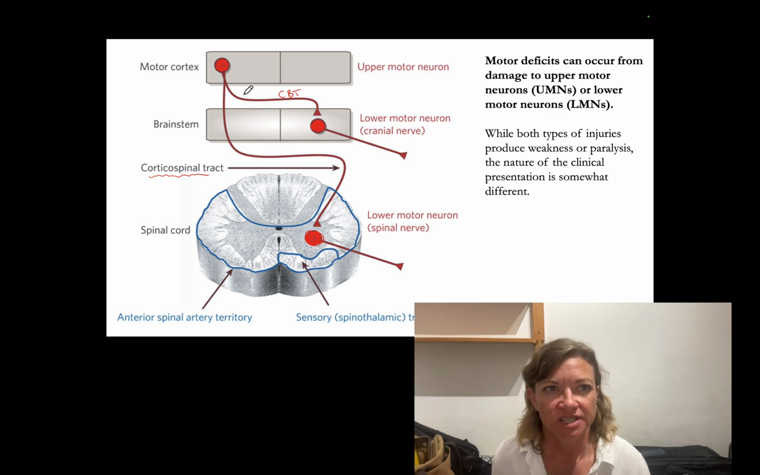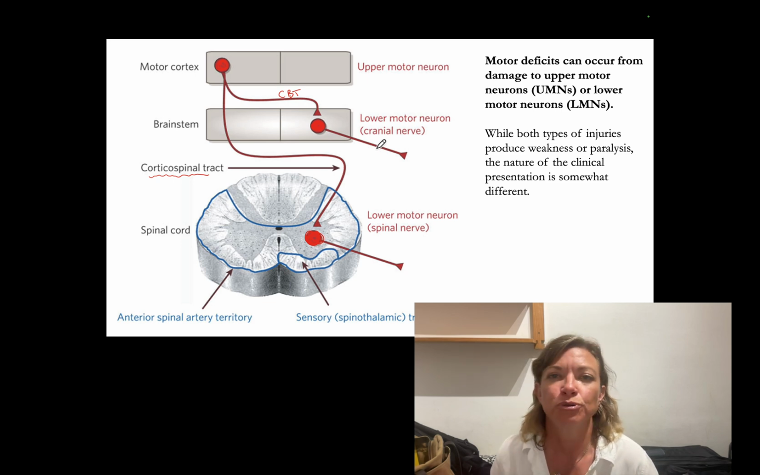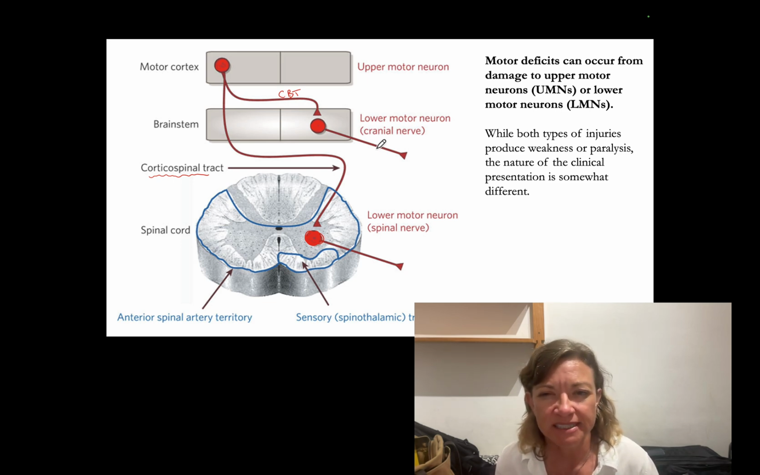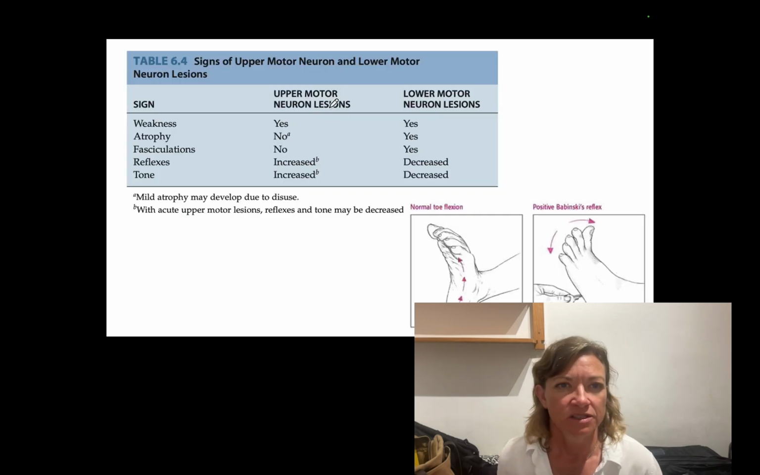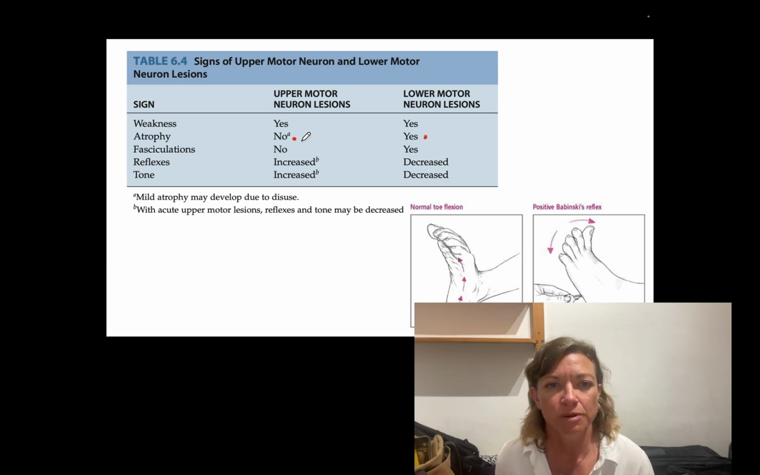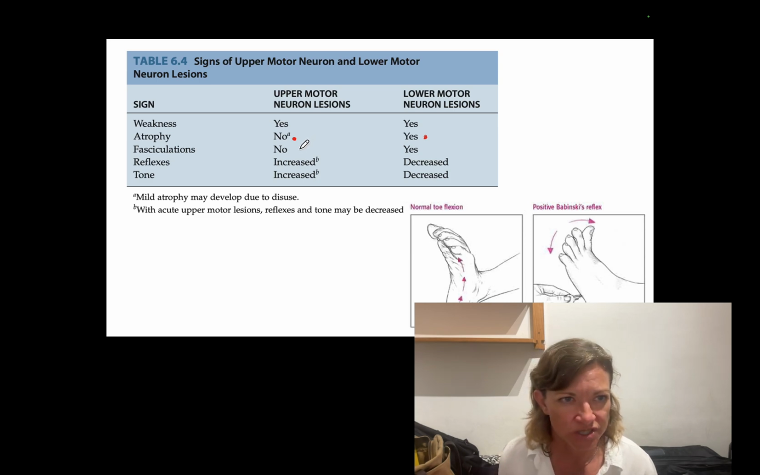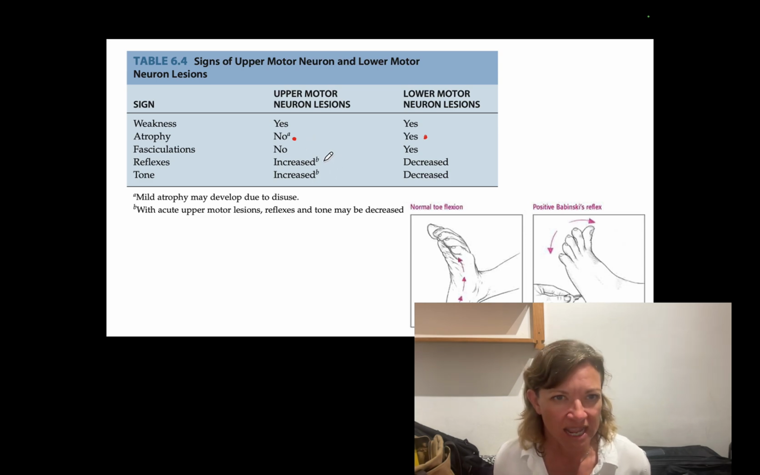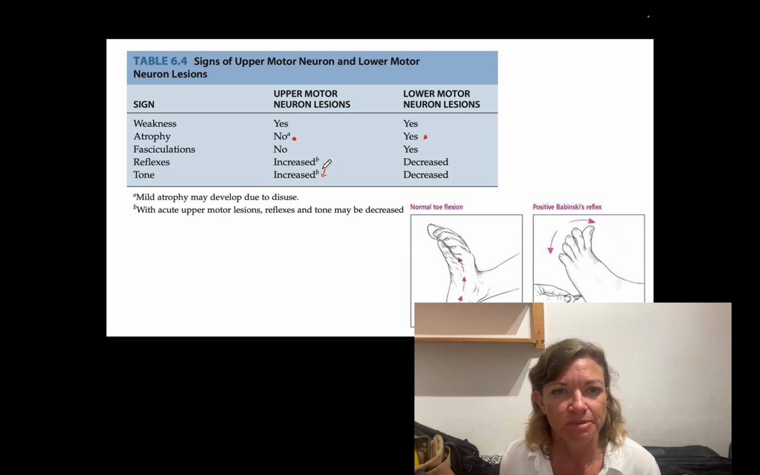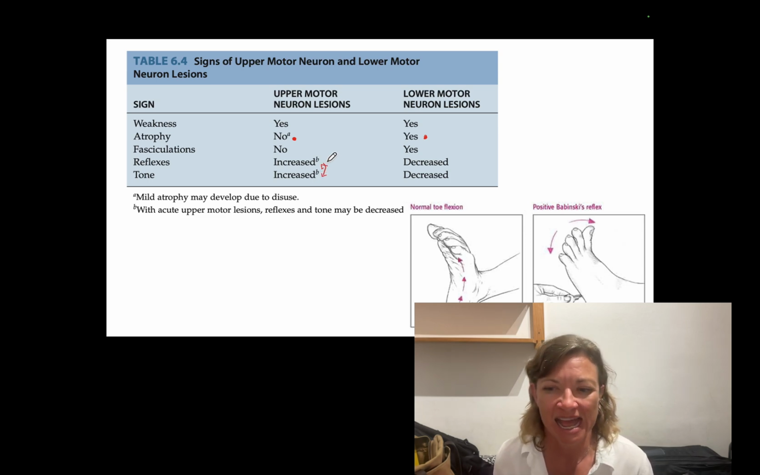While both types of injuries to the upper motor neuron or its axon, or the lower motor neuron or its axon, produce weakness or paralysis, the nature of the clinical presentation is somewhat different. So upper motor neuron lesions produce weakness. They produce less atrophy compared to lower motor neuron lesions. So there could be some atrophy due to disuse, but there's not a complete lack of tone. In fact, reflexes and tone tend to be increased in upper motor neuron lesions, at least after the acute period. And this is thought to be due to loss of descending inhibition of pathways nearby the corticospinal tract.